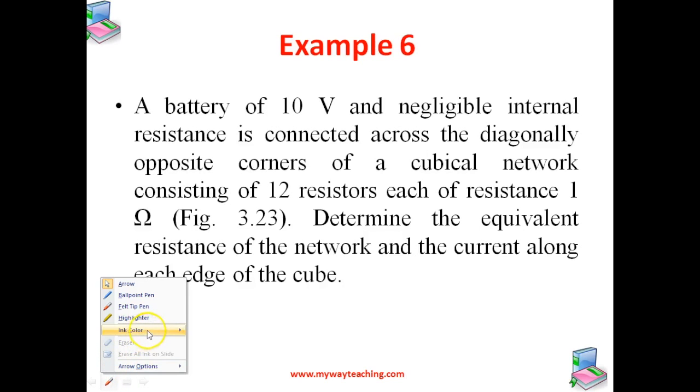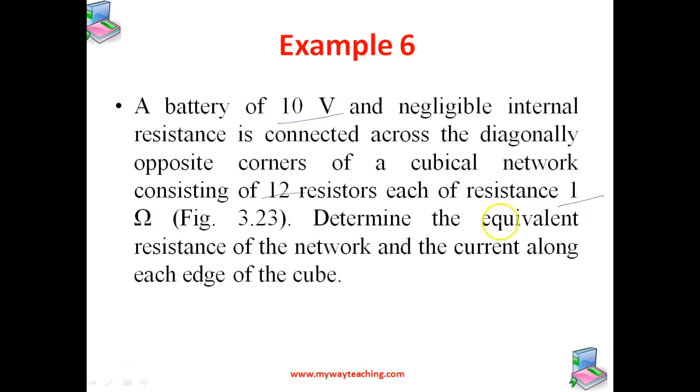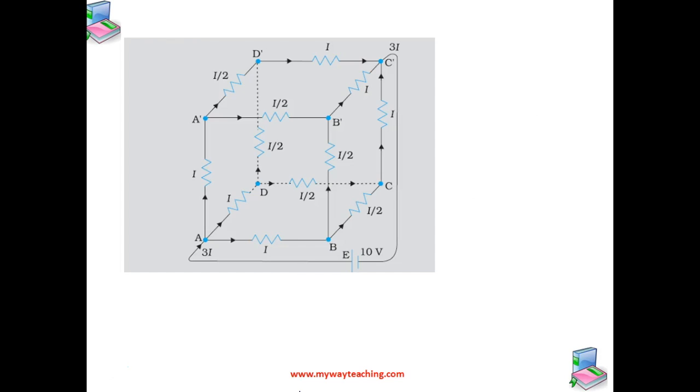Let us solve one simple example. A battery of 10 volt and negligible internal resistance is connected across the diagonally opposite corners of a cubical network consisting of 12 resistors, each of resistance 1 ohm. Determine the equivalent resistance of the network and the current along each edge of the cube. So this is the question, and this is the cube.